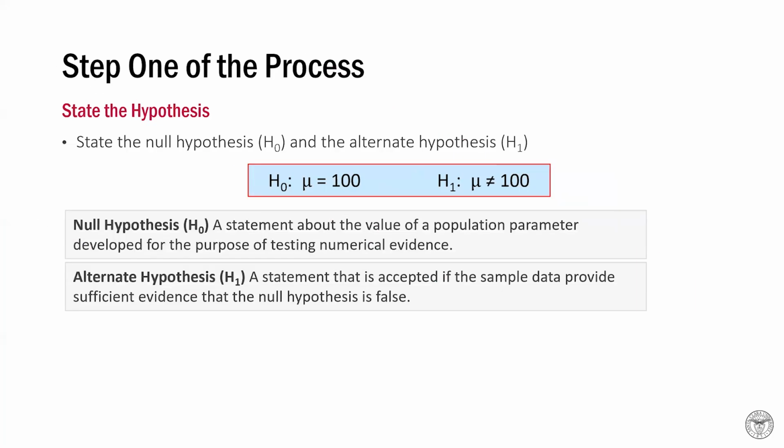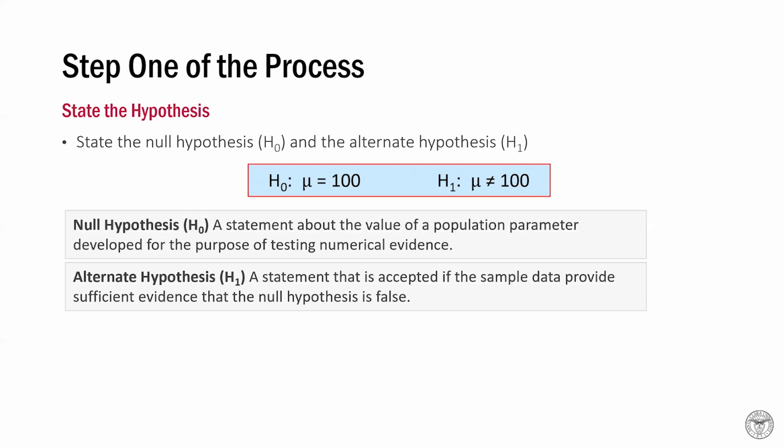Step 1 is to state the null and alternate hypotheses. The null hypothesis is a statement that is not rejected unless our sample data provide convincing evidence that it is false. Failing to reject the null hypothesis H sub 0 does not prove that it is true. It means we have failed to disprove the null hypothesis H sub 0.